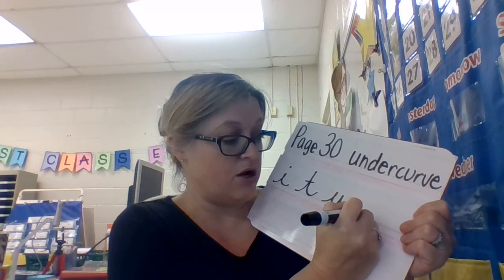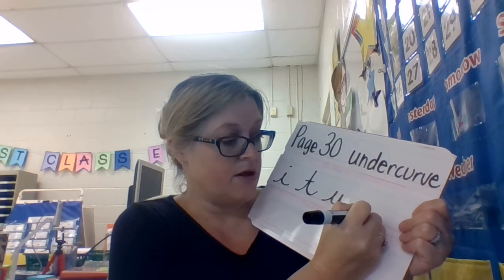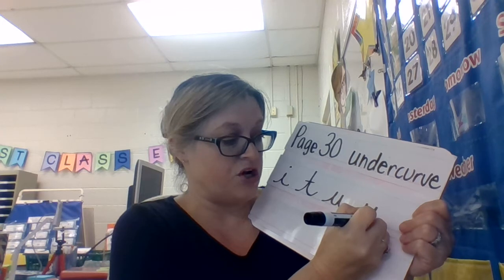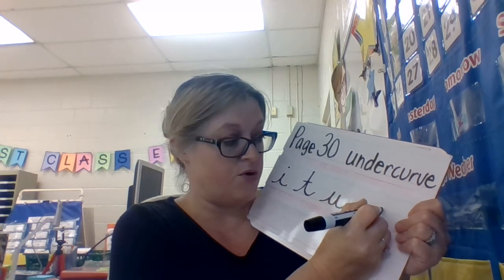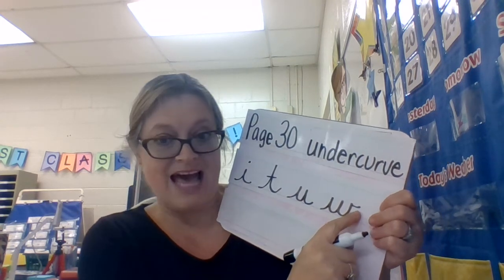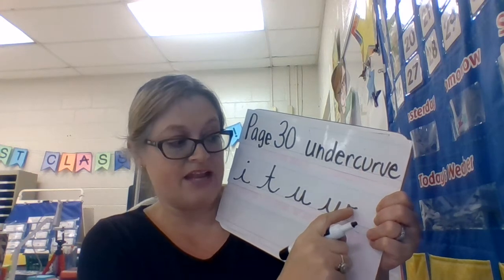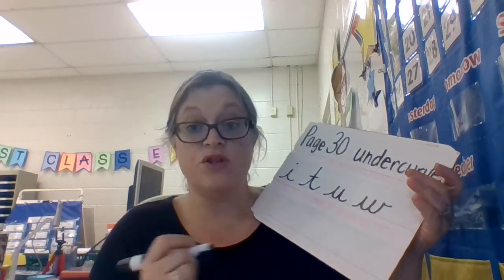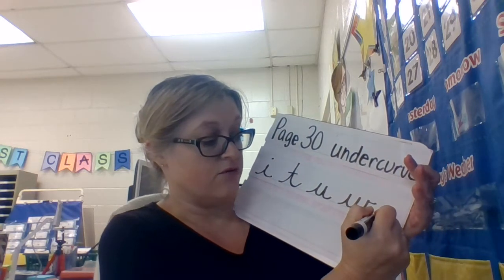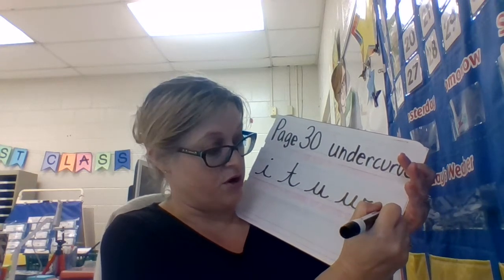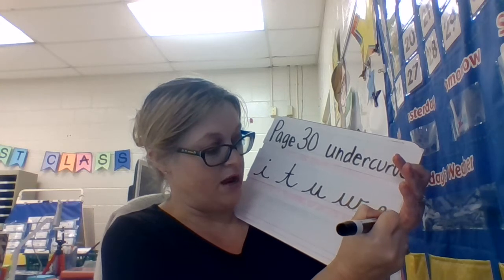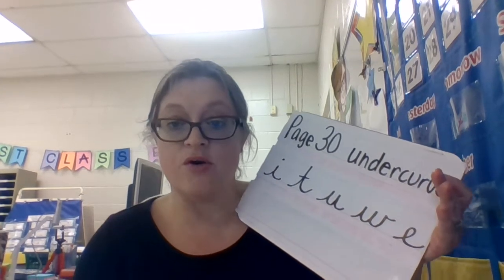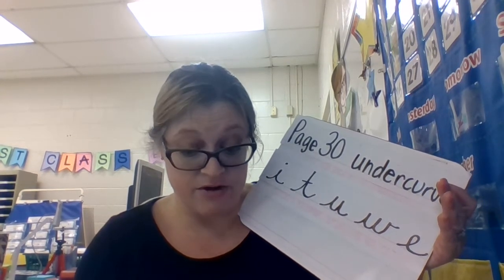Okay, let's look at w. Same thing, starts at the red line, undercurves up, comes down once like a u, but you come down again for a w. And then look at that little thing. That is going to connect that w to the next letter. And let's do the lowercase e. Starts at the red line, and it's going to undercurve up, loop around, and then you swing it around so it can connect to the next letter.